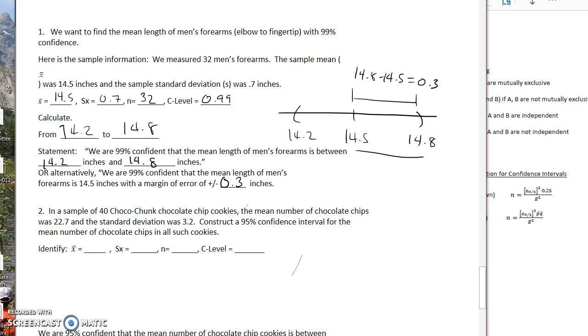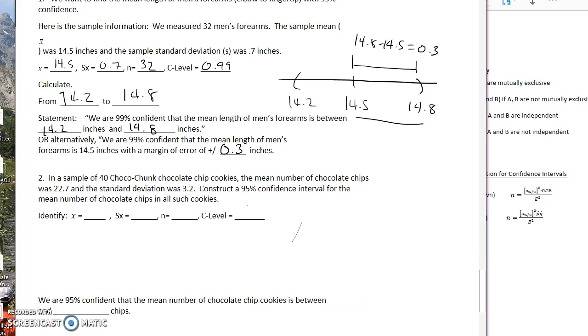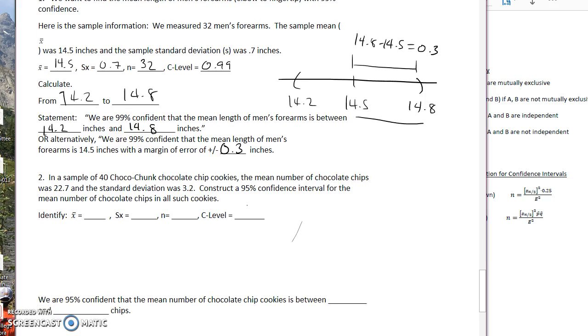Let's try another one of these. In a sample of 40 chocolate chip cookies, the mean number of chocolate chips was 22.7 and the standard deviation was 3.2. Construct a 95% confidence interval for the mean number of chocolate chips. So here our sample mean was 22.7. Our sample standard deviation was 3.2. The number of cookies is 40, and we're going to use a confidence level of 0.95.